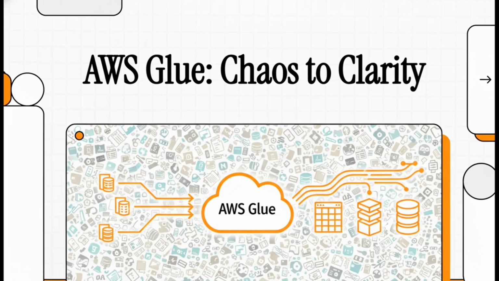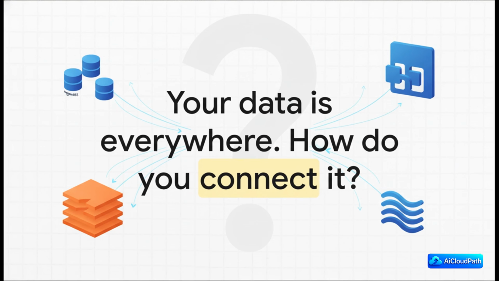Hey everyone, if you've ever had to work with data, you know the feeling. It's just chaos, right? It's scattered everywhere, it's in a million different formats, and trying to see the big picture can feel pretty much impossible. Well, today, we're going to dive into the one AWS service that's specifically designed to bring some order to all that chaos, AWS Glue.